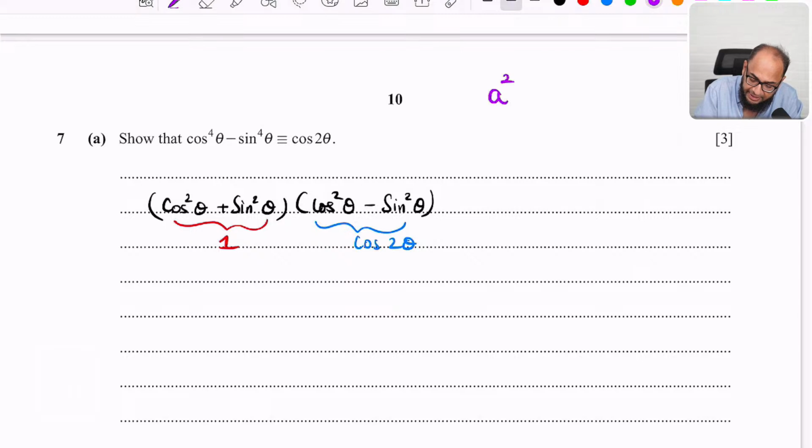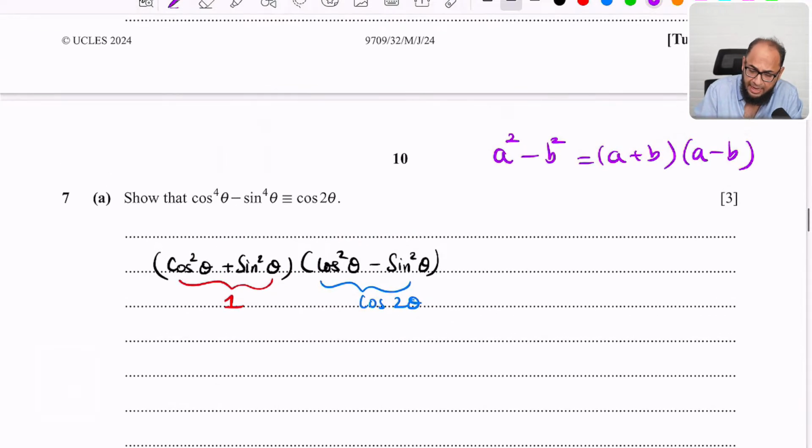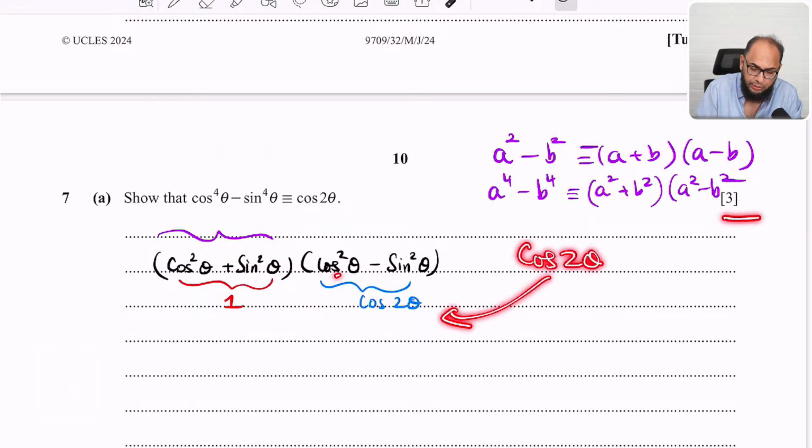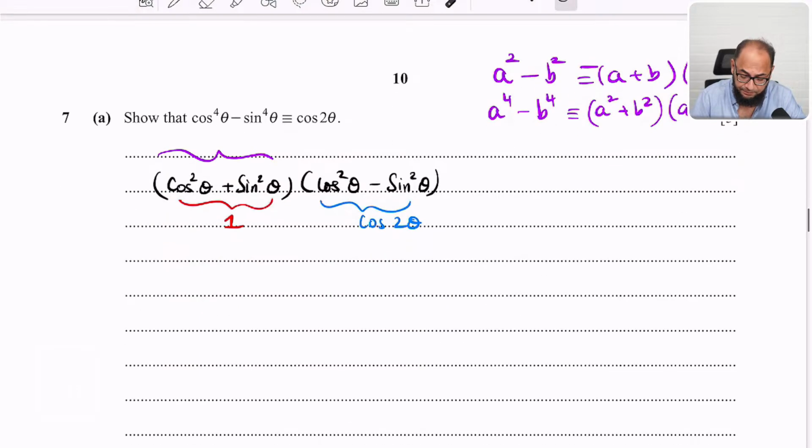So now this is a square minus b square. That is a plus b, a minus b. This is from O-level maths, difference of two squares. And then we have this thing, which is a power 4 minus b power 4. That is a square plus b square, and this is a square minus b square. That is the only logic that applies over here. This is c power 4, c square plus s square, c square minus s square. This is the mother of all identities. This becomes 1. This is the expanded form of cosine 2 theta. Just write it down and you obtain your 3 marks like a king.